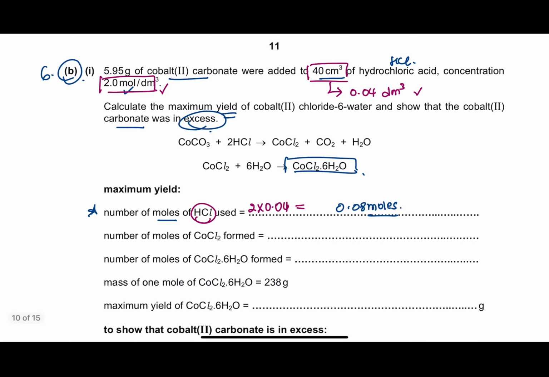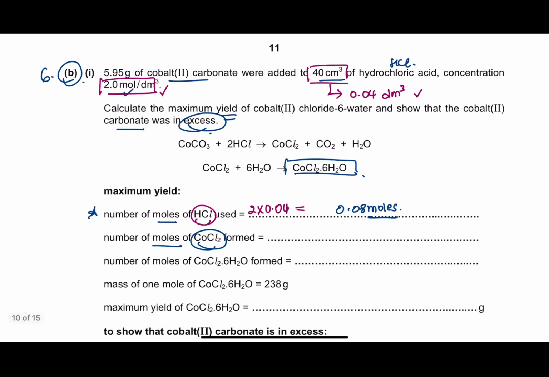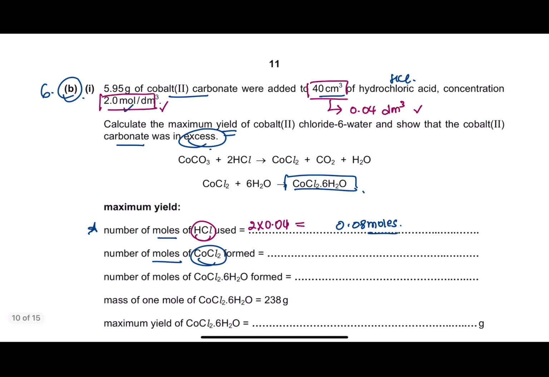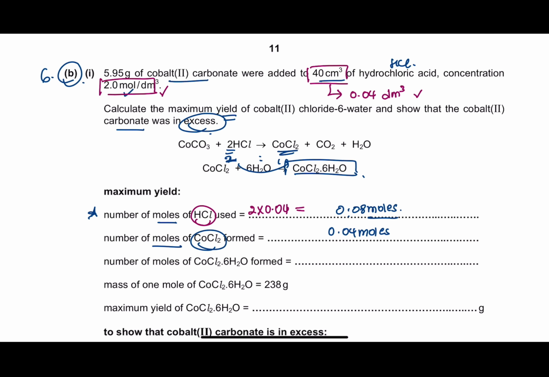So the next question is asking you to find the number of moles for cobalt chloride. Again, all you have to do is compare the ratio. HCl has 2 and cobalt chloride has 1. So it's a 2 to 1 ratio, meaning that you have to divide this by 2 as well, giving you 0.04 moles. Next is the number of moles for cobalt chloride with 6 molecules of water. As you can see here, the ratio is also 1, which means that you will have a similar number of moles as well, which is 0.04.